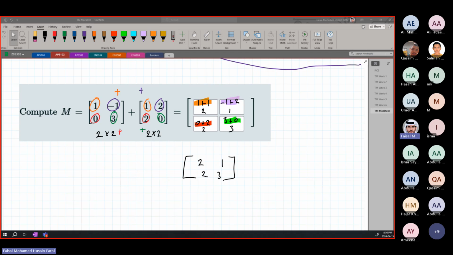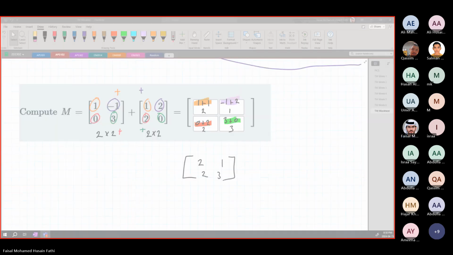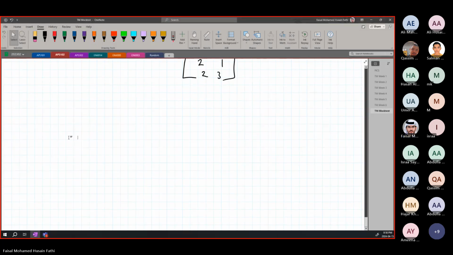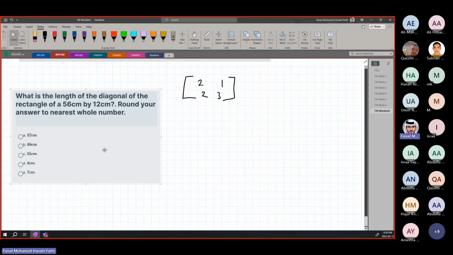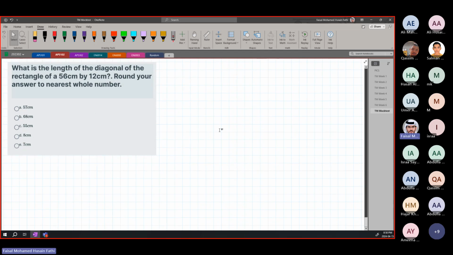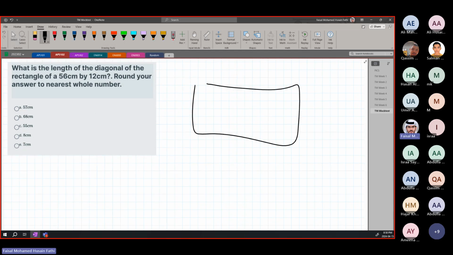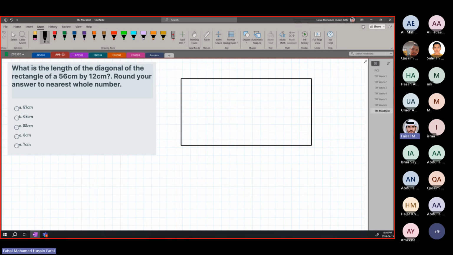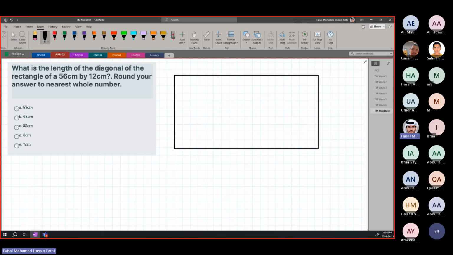So let's look at the next question. What is the length of the diagonal of a rectangle? So we have a rectangle, and we need to find the diagonal. And we know the rectangle is 56 by 12 centimeters. And then the diagonal is going to be from one edge to the other.